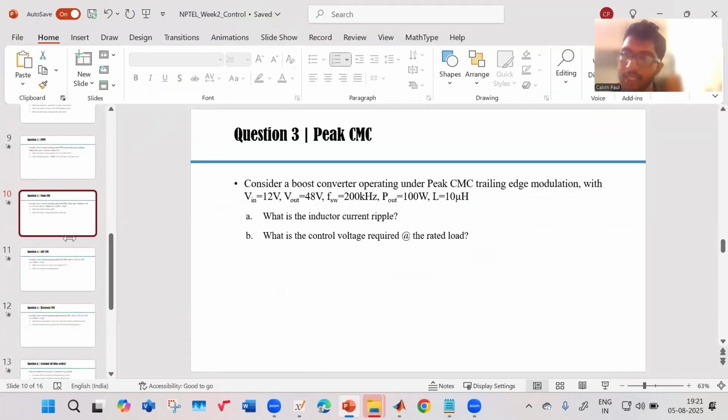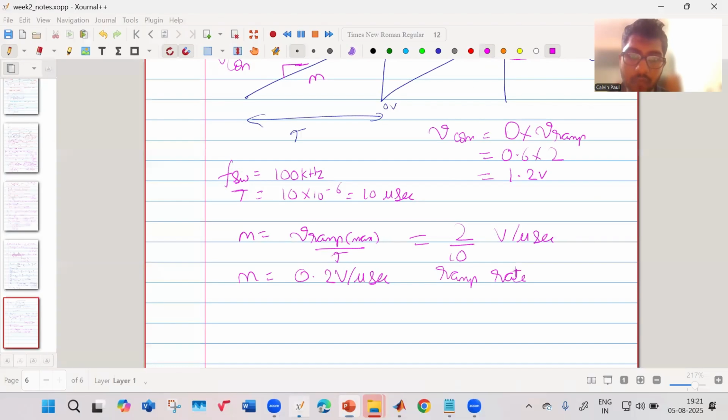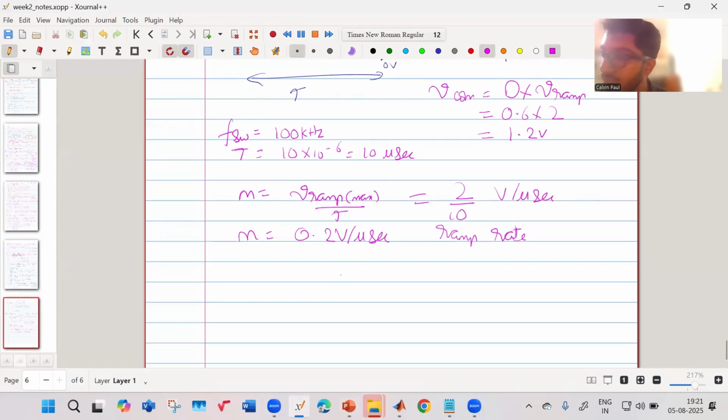So now I'll go to the next question, which is peak current mode control. I'll be focusing a lot on current mode control, which will be shown in implementations and in various aspects in the future lectures. But I just have some certain sums, which I hope will introduce you to these concepts in a better way. So now we are going to question 3, which is related to peak current mode control.